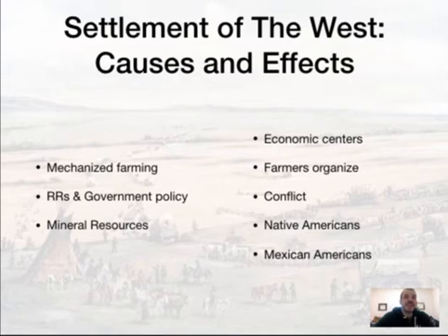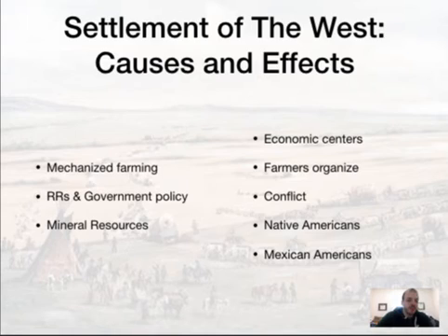Moving out west means that people are less disconnected and more willing to move out there. Mineral resources and the availability of gold and silver and copper also creates an impetus for Americans to move west. As a result, we get economic centers out west, oftentimes around mining strikes or points of trade.